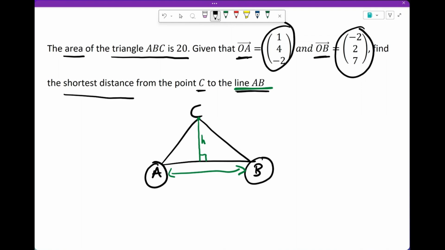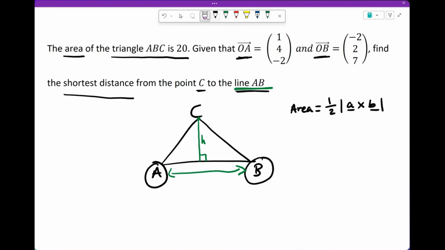Well, we know a formula for the area of a triangle in terms of vectors. The area would be equal to 1/2 of the modulus of a cross product with b, where a and b are the vectors of the side lengths. So they are not position vectors. I cannot use these vectors here as a and b. I need the vectors between the specific points.